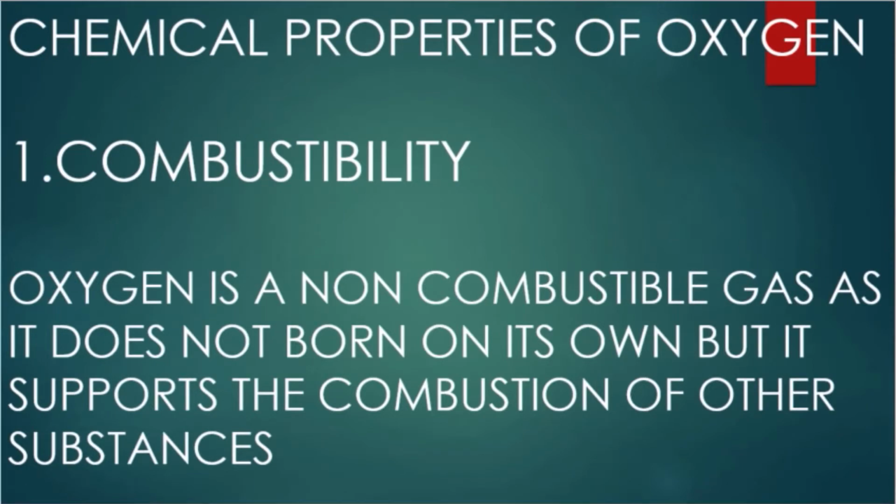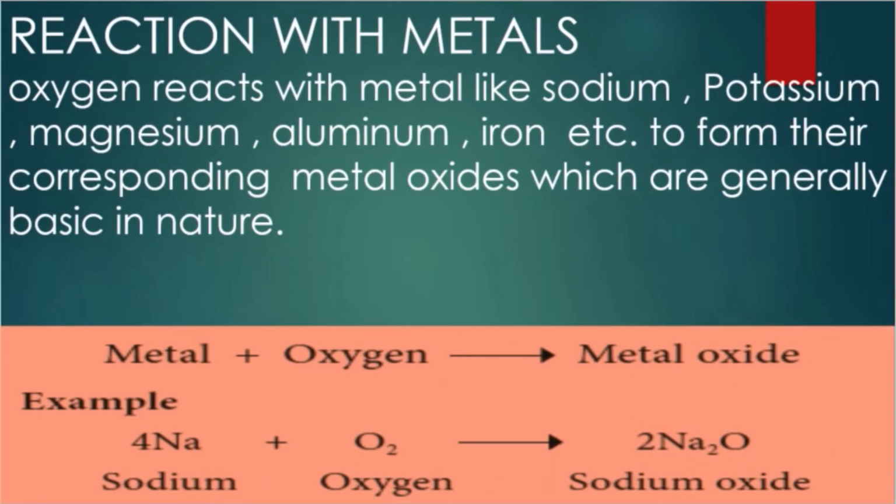Chemical properties of oxygen. Combustibility. Oxygen is a non-combustible gas as it does not burn on its own, but it supports the combustion of other substances. Reaction with metals. Oxygen reacts with metals like sodium, potassium, magnesium, aluminum, iron, etc. to form their corresponding metal oxides, which are generally basic in nature. But the metals differ in their reactivity towards oxygen. Metal plus oxygen gives metal oxide. Example: sodium plus oxygen gives sodium oxide.